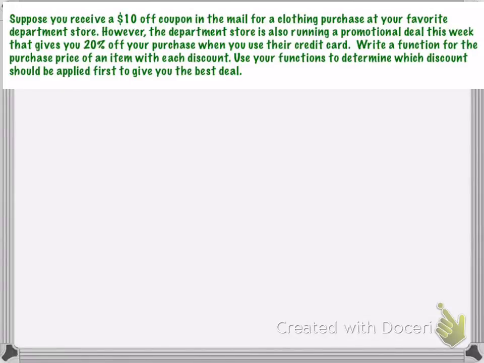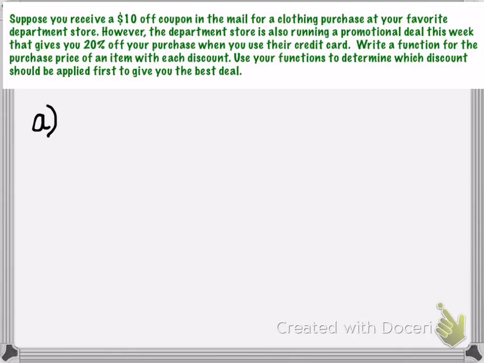Suppose you receive a $10 off coupon in the mail for a clothing purchase at your favorite store. However, the store is also running a promotional deal this week that gives you 20% off your purchase when you use their credit card. Write a function for the purchase price of an item with each discount. Then use your functions to determine which discount should be applied first to give you the best deal.